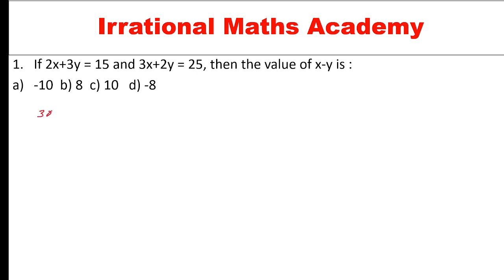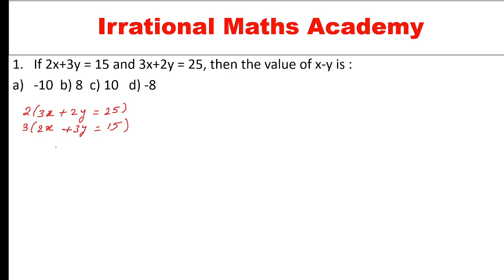So 3x plus 2y equal to 25 and 2x plus 3y equal to 15. Okay, if I want to eliminate either x or y variable, I need to have the same coefficient with a different sign. So for this reason, for example, if I want to eliminate x, the first equation I'll multiply with 2 and the second equation I'll multiply with 3.